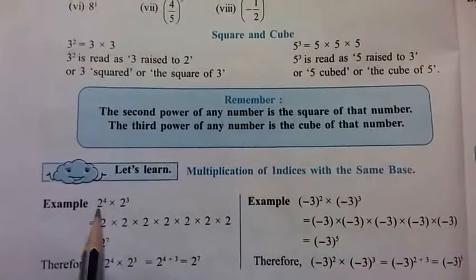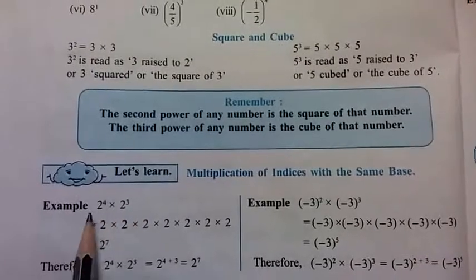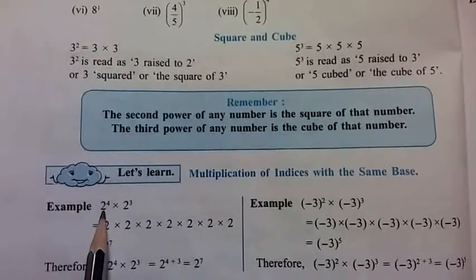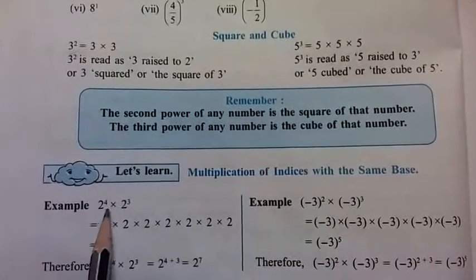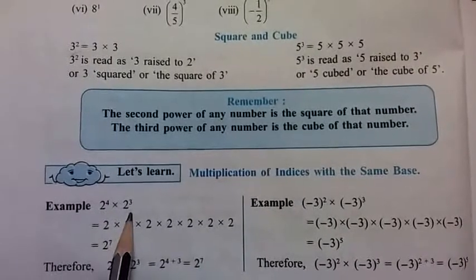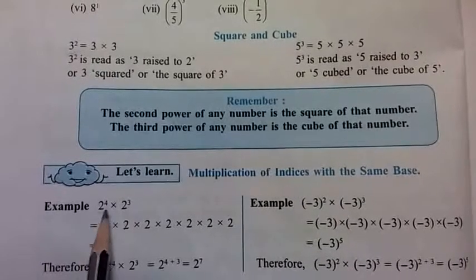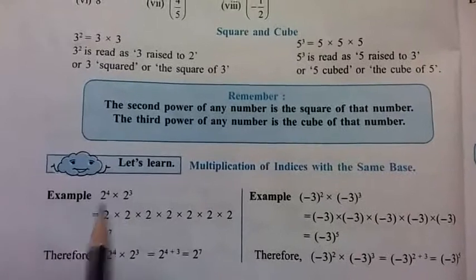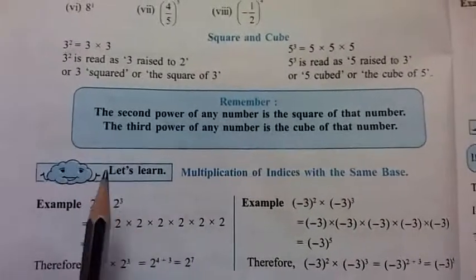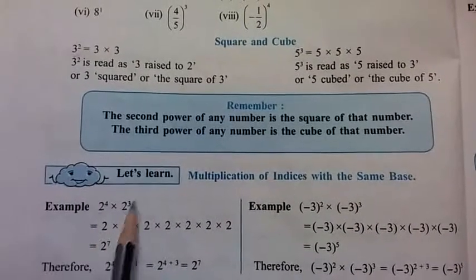Multiplication of indices with the same base. Now see, 2 raised to 4 multiplied by 2 raised to 3. Which is the base? 2. Base is 2. Base is similar. See, here 2 raised to 4, 2 raised to 3. Means base is common, 2 is the base. Now we are doing the multiplication of the indices with same base.